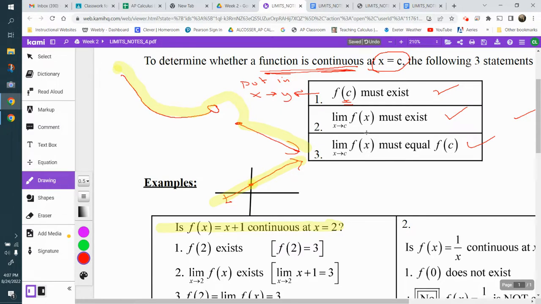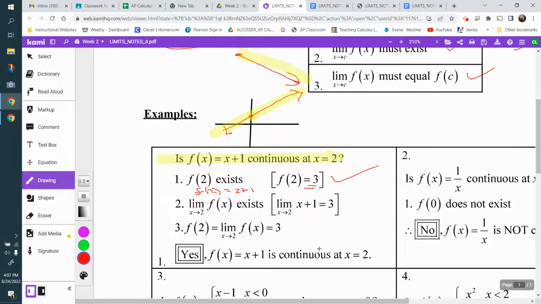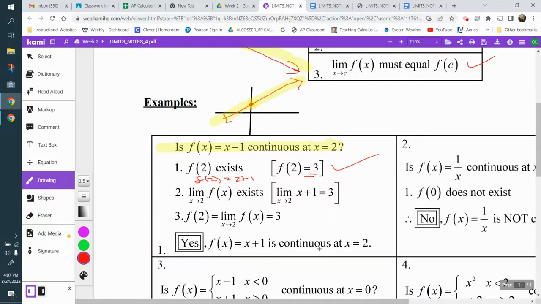So how did they do this? They took f of 2 and they said f of 2 exists because f of 2 is equal to 2 plus 1. So f of 2 is equal to 3. So my first point is taken. F of 2, when I plug in 2, I get an actual number out, which is 3. That means it exists. So then we go to the next one.